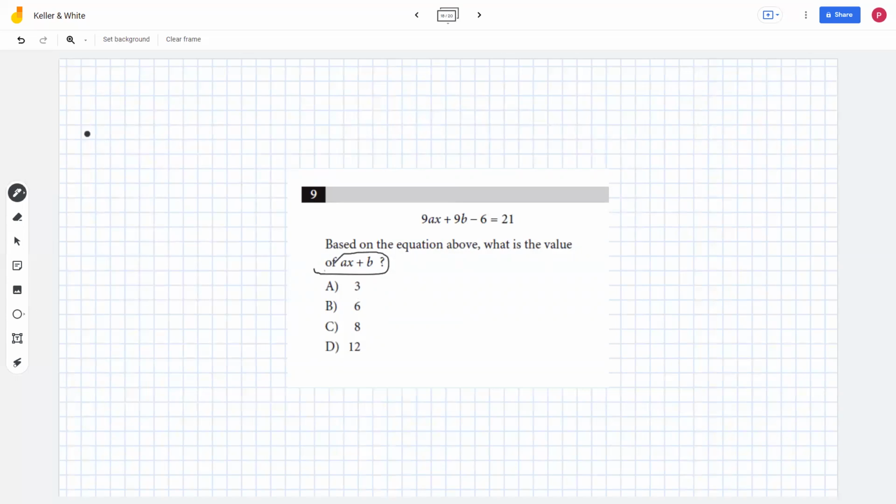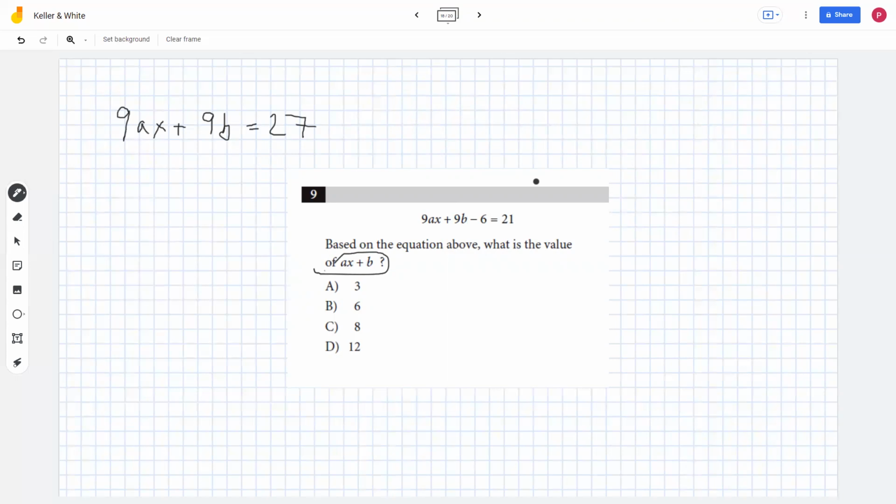Well, I could add 6 to both sides. I think I'll do that first. I get 9ax plus 9b equals 27. And now let's stop. That's almost what we're supposed to be finding. They asked for ax plus b. This is 9ax plus 9b. They were hoping you would notice that if you just divide everything through by 9, you'll get ax plus b. You still won't know what a is or x is or b is, but they didn't ask for that. They asked for ax plus b. And literally you divide both sides by 9 and you get 3.